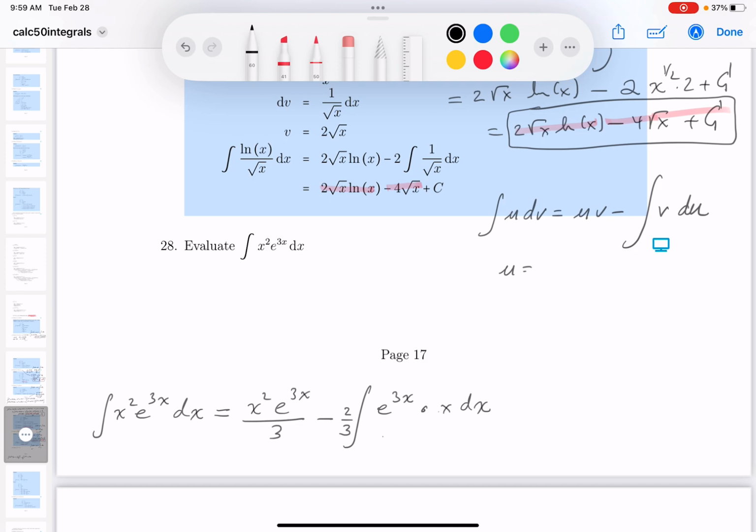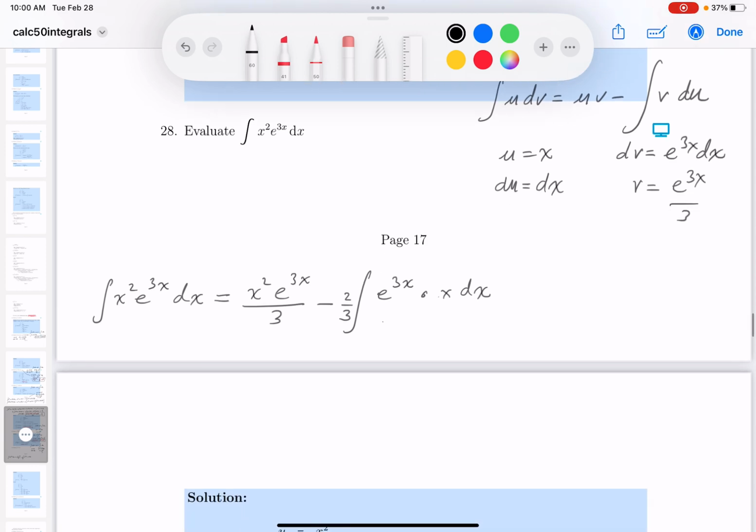So I'm going to say u is equal to x. And that forces me to select the dv to be e to the 3x dx. Well, du equals dx. That's nice and simple. And v, we just did this before, is e to the 3x over 3. All right, let me do this now. And I get x squared e to the 3x over 3 minus 2/3.